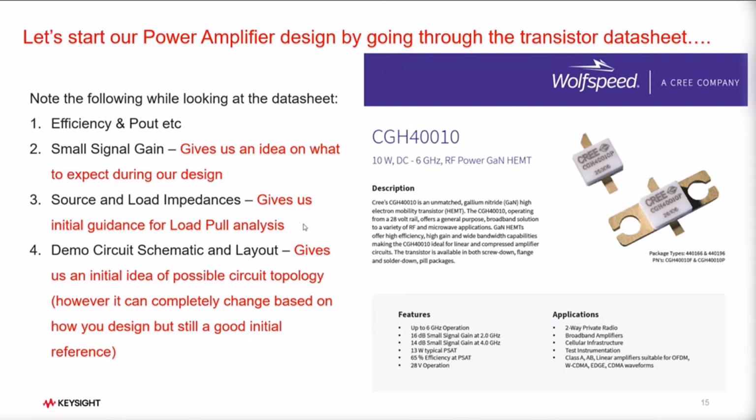load pull is one of the most critical simulations that power amplifier designers need to perform. I mean, in a way, load pull as well as source pull. And that gives you an idea what impedance you need to present to this device to extract the desired output power or the efficiency which you are looking for, right? So getting initial guidance from the data sheet is very handy so that you don't need to do a lot of iterations and you can directly get to the point, right?